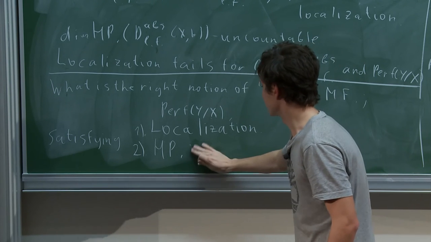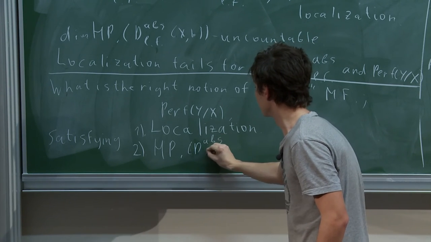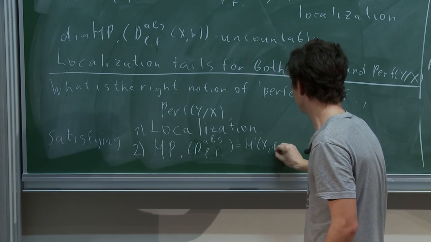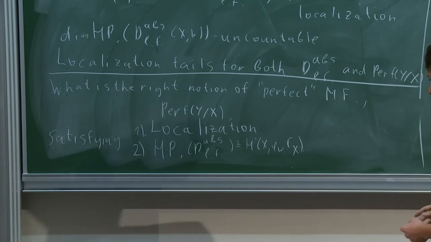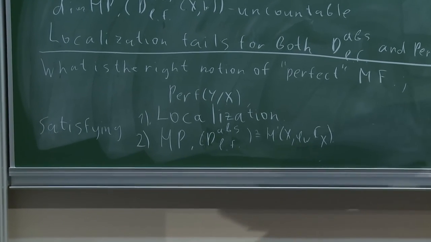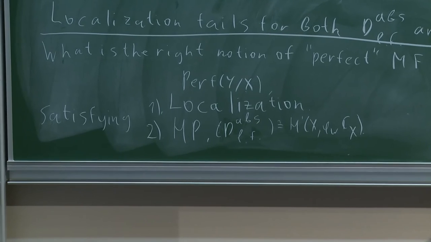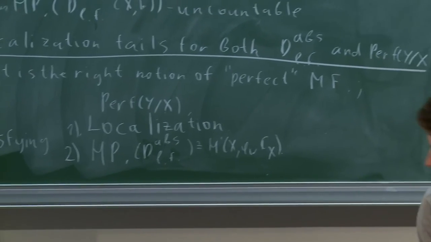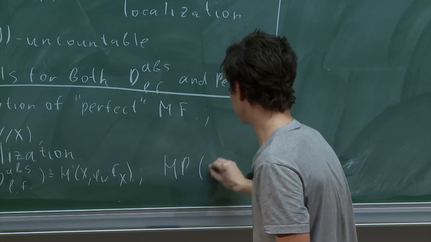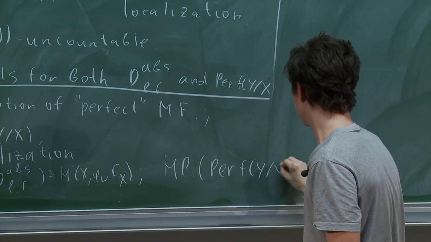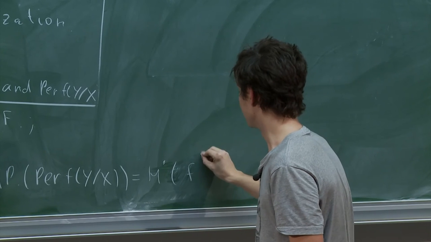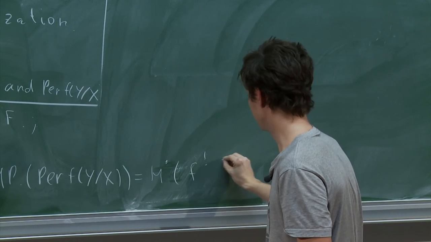equality that HP for locally free factorization should correspond to vanishing homology, and again in the same sense with Riemann-Hilbert correspondence, and periodic cyclic homology of these relatively perfect complexes. This should be just homology of the extraordinary inverse image of the structure sheaf on X.